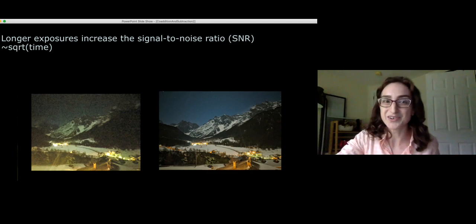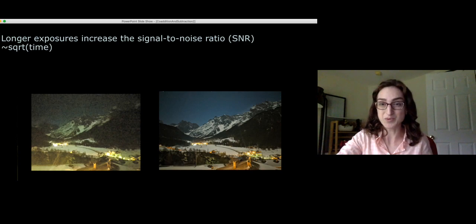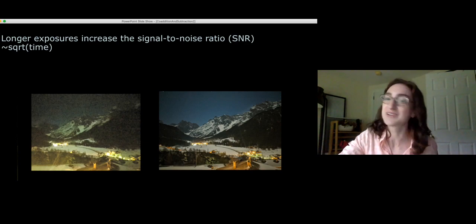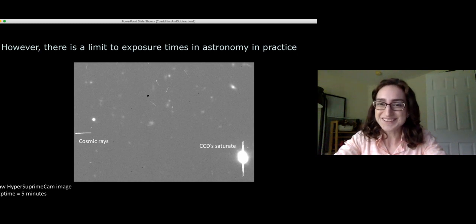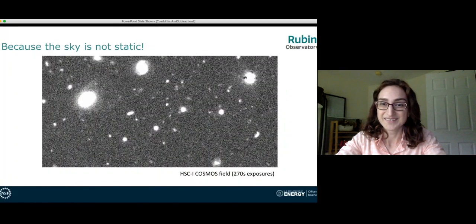The signal to noise ratio increases with square root of the exposure time. So if we want to go deeper with our telescope, we just increase the exposure times, right? Wrong. There is a limit to the exposure times you can do in astronomy in practice, and this is because of a number of reasons, including detector effects like CCD saturation. The goal is to get dynamic range, and there's just simply a cap to that. The number of cosmic rays hitting your detector also increases proportionally to the exposure time.